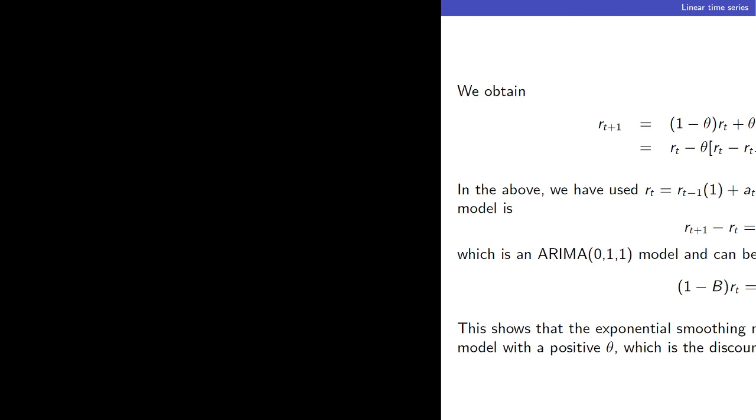So consequently, the exponential smoothing model, it's called exponential because of the powers of theta. We can write it this way, which is an ARMA 0,1,1 model. We can write it in this way that is super simple, super compact, and very nice to work with. This shows that the exponential smoothing method is simply using an ARMA 0,1,1 model with a positive theta, basically.